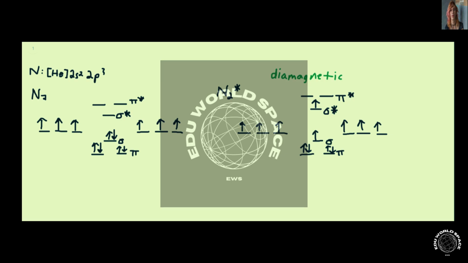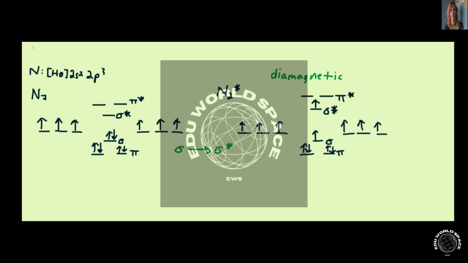So our HOMO is going to be our sigma orbital, and our LUMO is going to be our anti-sigma orbital. So that corresponds to our sigma to anti-sigma transition, because that's going to produce the smallest gap in energy.